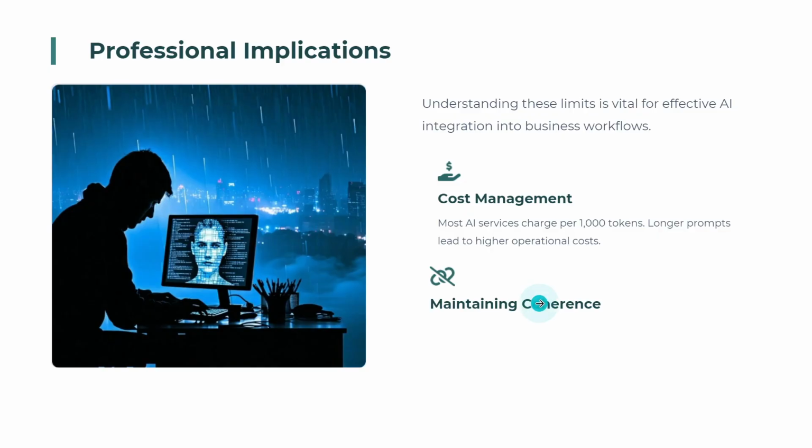Next, we'll be looking at maintaining coherence. When AI hits its memory limit, it doesn't just stop talking, it starts guessing. This is where hallucination often happens. If the AI forgets the constraints you set 10 minutes ago, or when you were just getting started, it might start providing answers that contradict your business rules.